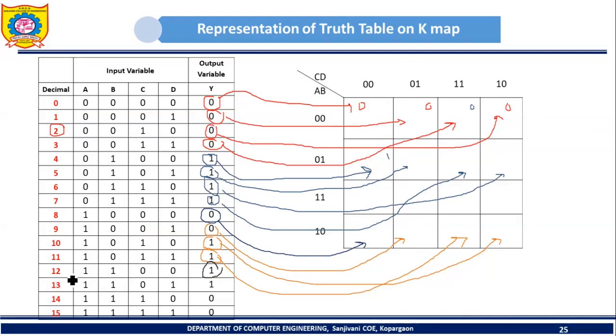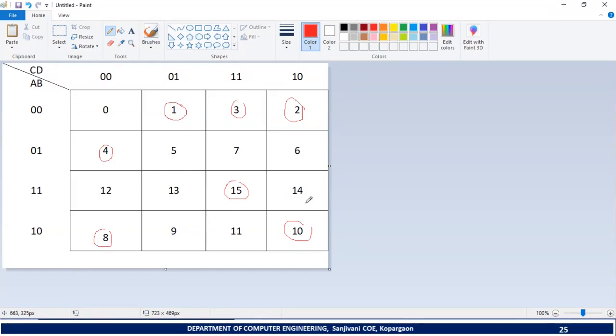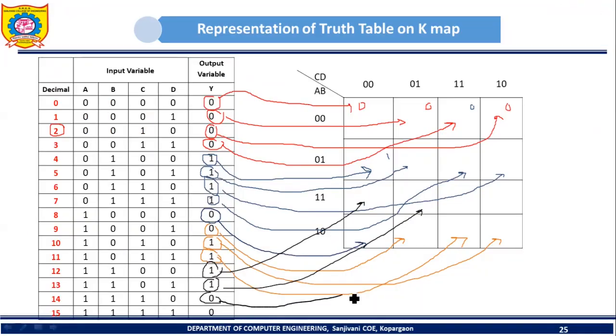Then this one corresponds to decimal number 12. So in the KMap we have 12 here. So that's why this one should be written in this particular cell. Then this next one should be written in this particular cell. Then the next row of the truth table corresponds to decimal number 14, and in this KMap we have 14 here. So that's why this 0 should be mapped to this particular cell, and this is the last row. The last row corresponds to 15, and in the KMap we have 15 here. This particular cell corresponds to decimal number 15. So that's why this 0 should be written in this cell.